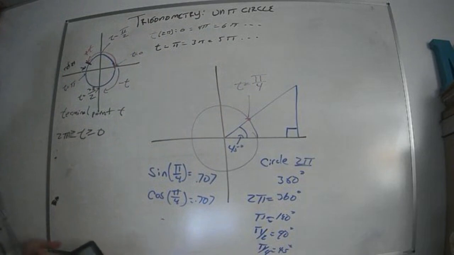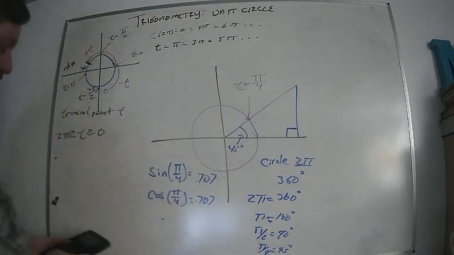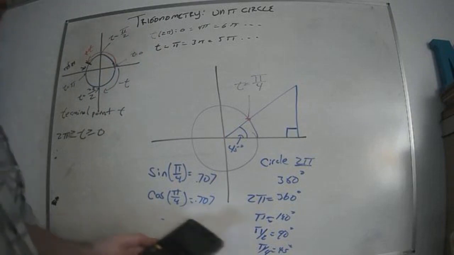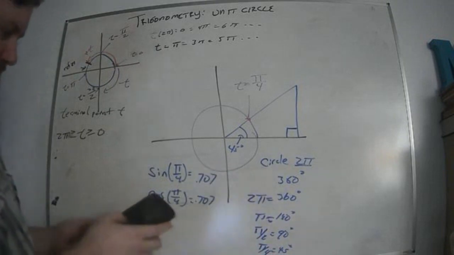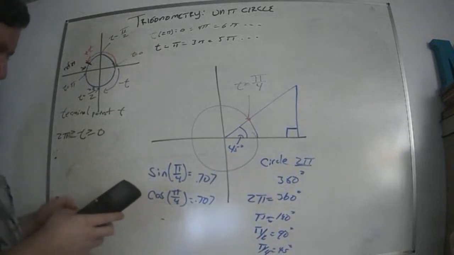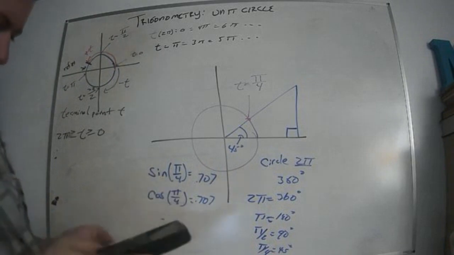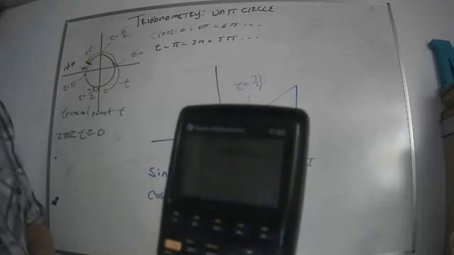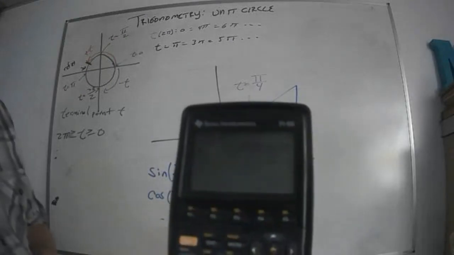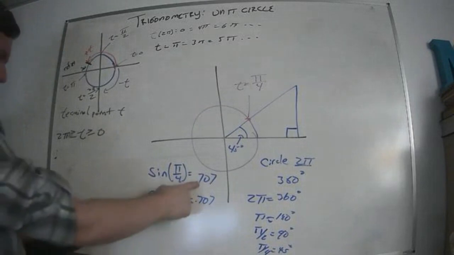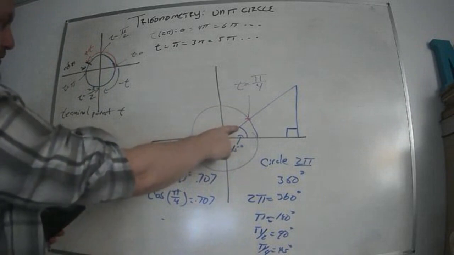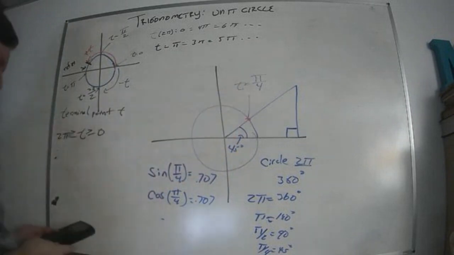If you change the mode on a calculator, I could switch my mode from radian to degree. So I switch back to degree, exit out of that. I say sine 45. I think you should be able to see that sine of 45 degrees is 0.707. Meaning I can relate the angle and the terminal point in this way.